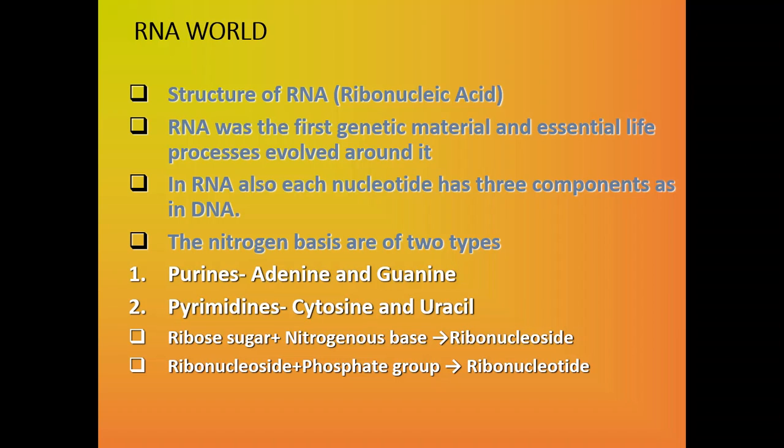So it is evident that essential life processes such as metabolism, translation, splicing, etc. have evolved around RNA even before DNA has evolved as a genetic material. So the nitrogen bases are of two types: purines, that is adenine and guanine; pyrimidines, we have cytosine and uracil. So we have ribose sugar plus nitrogenous base, it forms a ribonucleoside. We have ribonucleoside plus phosphate group, it forms a ribonucleotide.